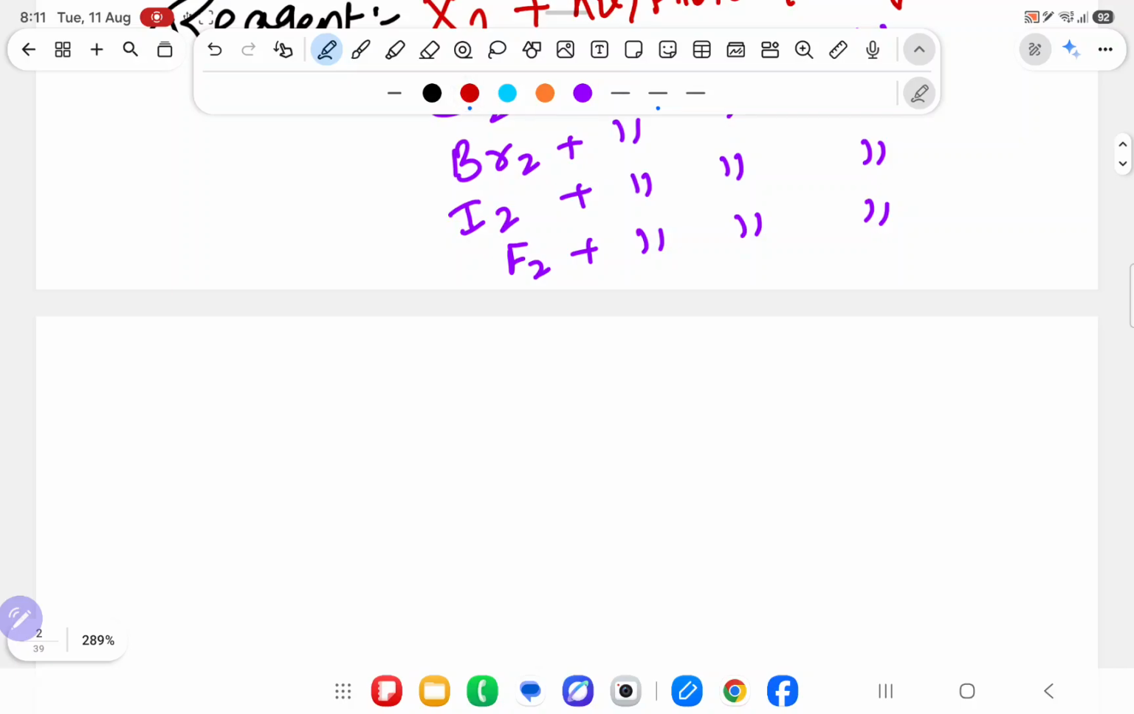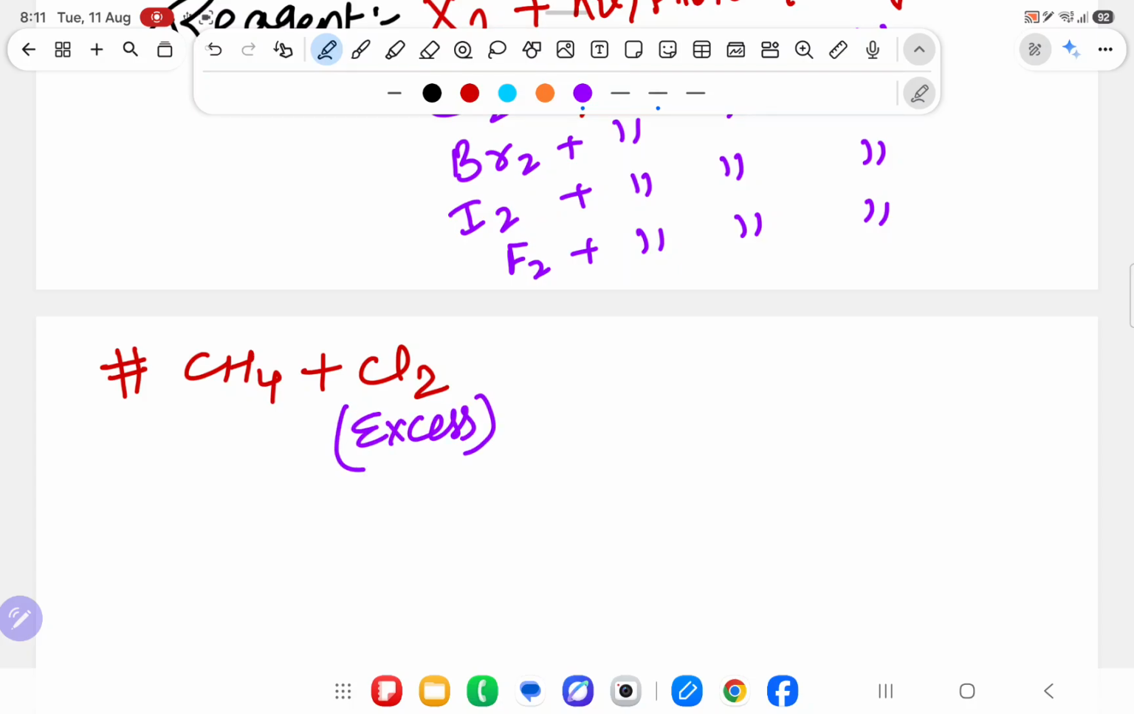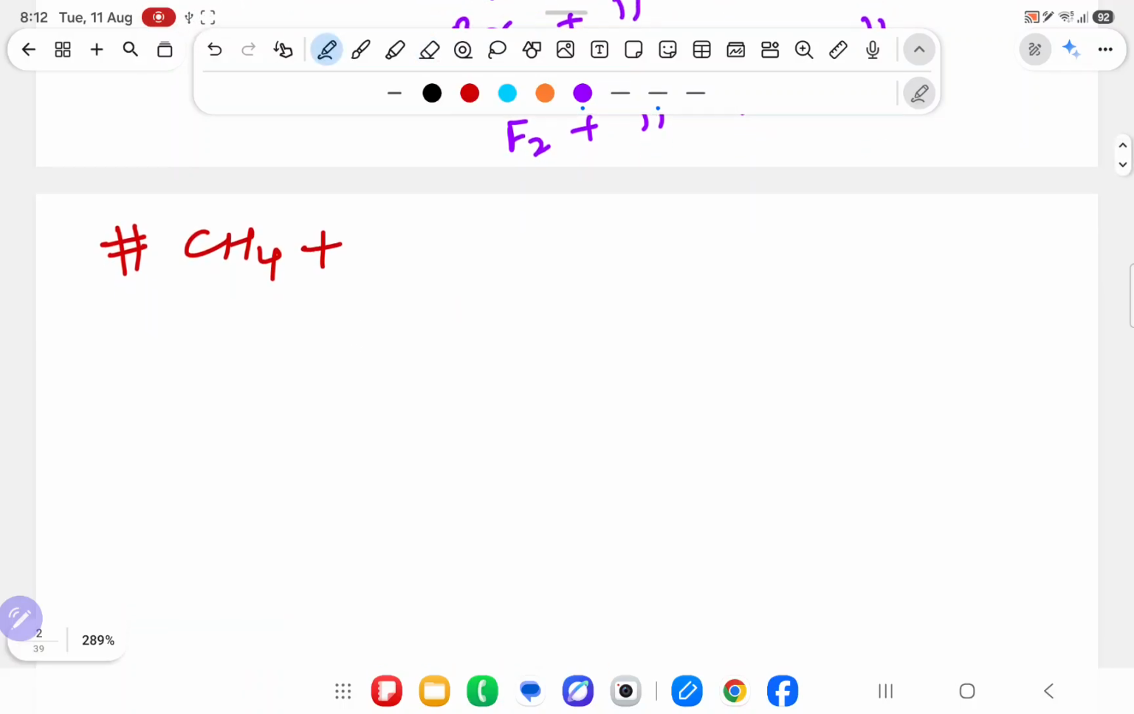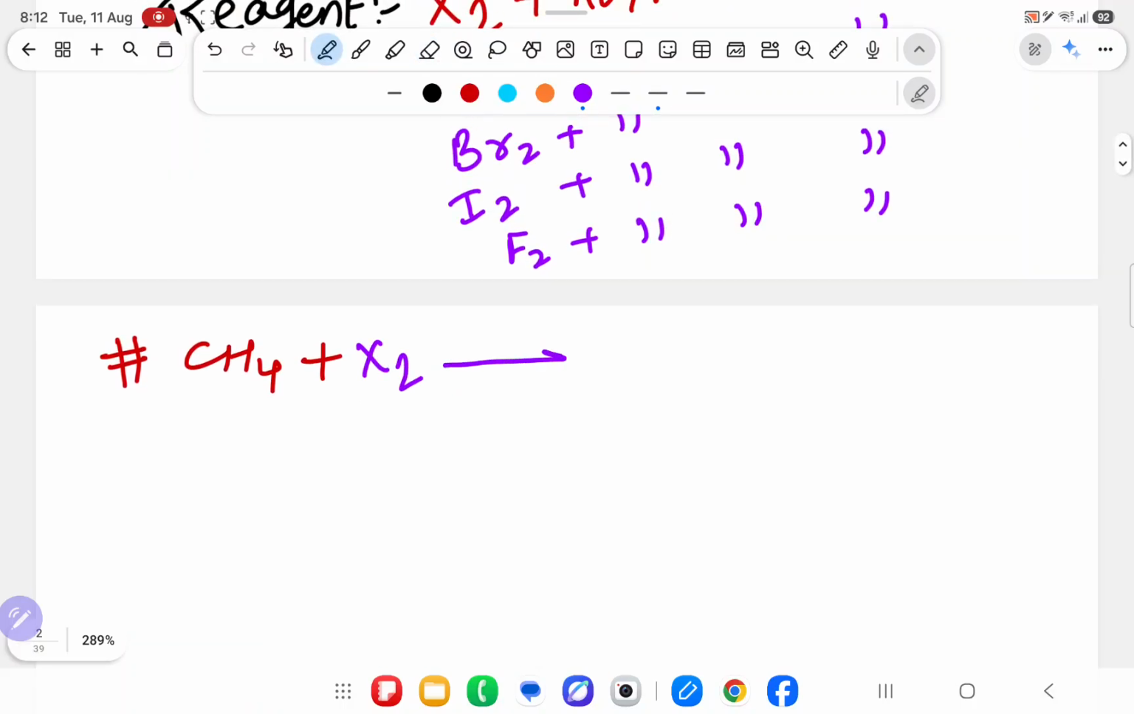Now, the first reaction we are going to do. Suppose we have taken CH4 and I am trying to react it with Cl2. Understood this part? Whenever any question comes, Cl2 is given in excess or not given in excess. Suppose Cl2 is not given in excess, simply they have given Cl2 in presence of h mu, or instead of Cl2 I will write directly X2. When I write X2, you are able to understand what I am trying to say. X2 means Cl2, Br2, F2, I2 in presence of h mu or photon or sunlight.